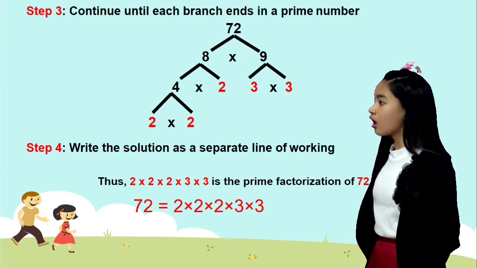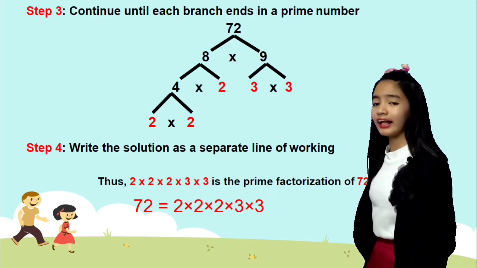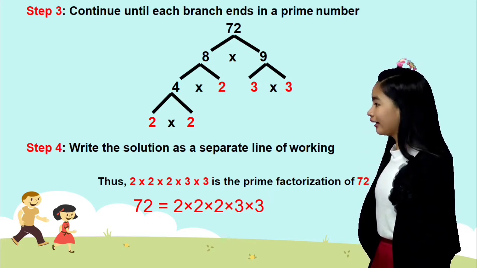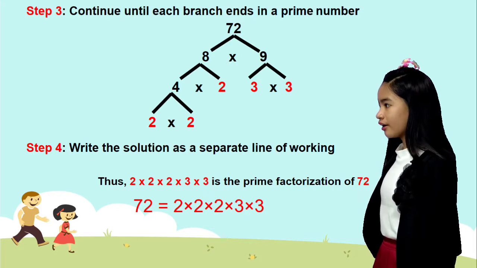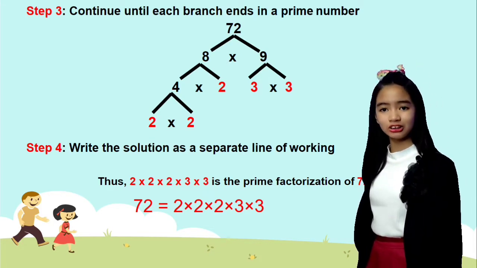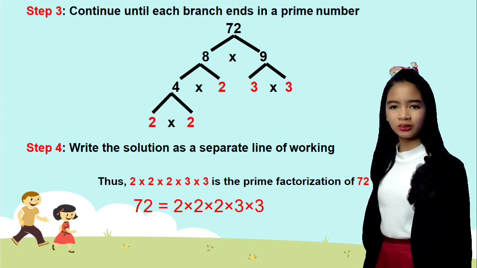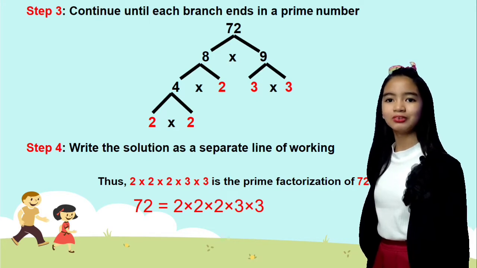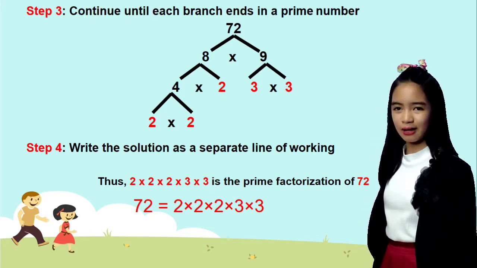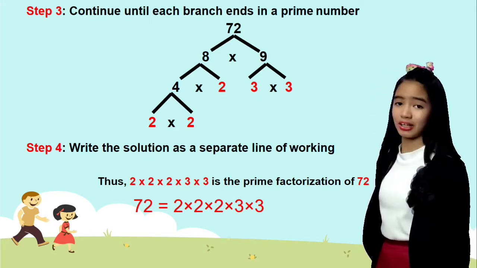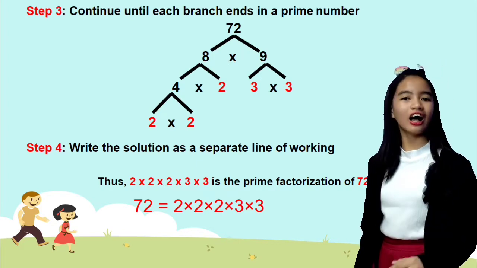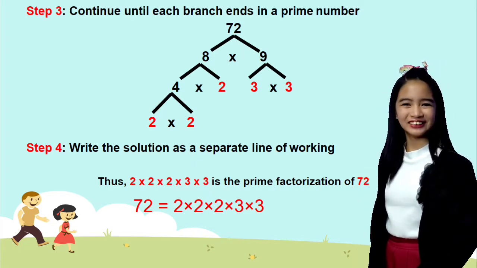And last step, write the solution. Select each prime number and express them as a product. Therefore, the prime factorization of 72 is 2 times 2 times 2 times 3 times 3. Okay, classmates, do you understand? Okay, very good.